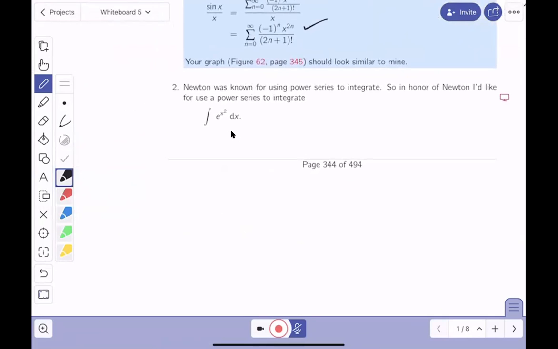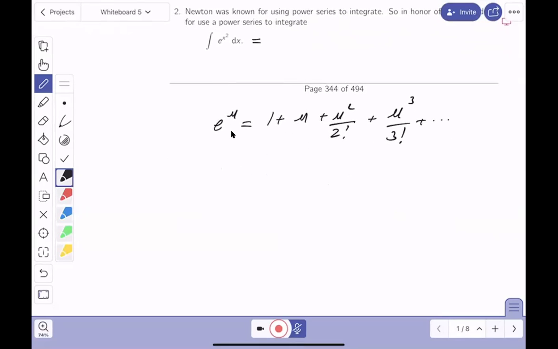And what I'm going to do is they want me to integrate this guy. And I'll be honest with you, that might be a tough integration to do, but they say use a power series to do it. So I'm going to write this down. I know e to the u. And what's that going to be? 1 plus u squared over 2 factorial plus u cubed over 3 factorial, yada, yada, yada. Now I'm going to put e to the x squared down now. And what's that going to be? Let's see, 1 plus x squared plus x4 over 2 factorial plus x6 over 3 factorial, yada, yada, yada.